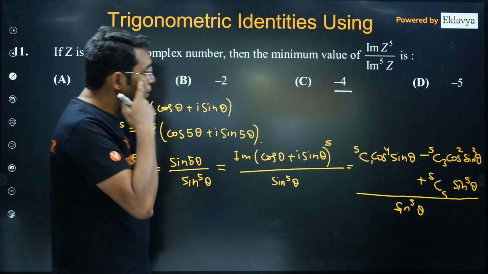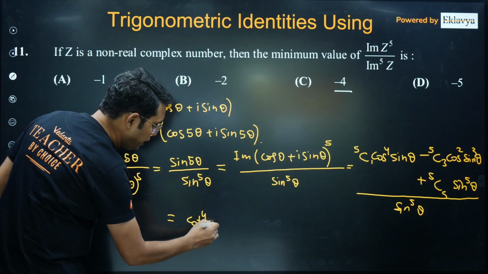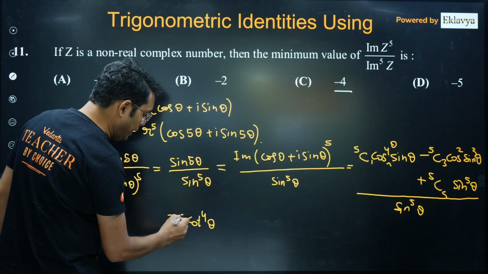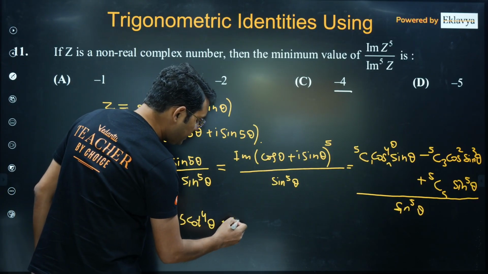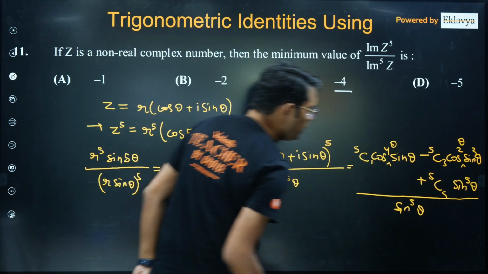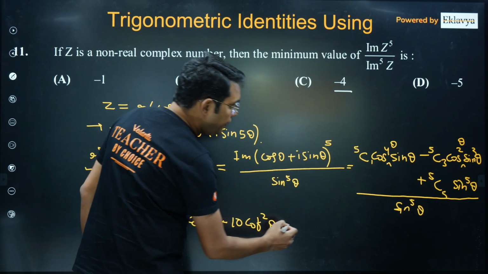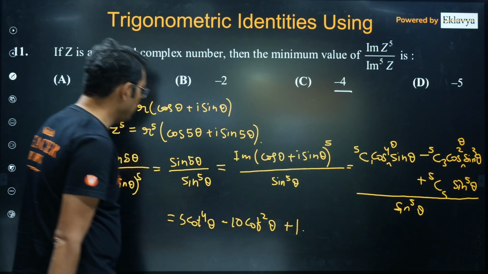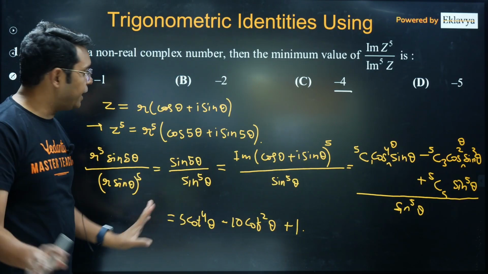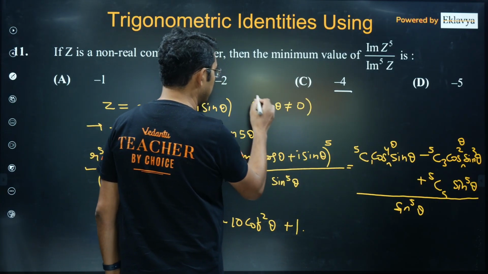Now if you divide them, you will be getting cot raised to the power 4 theta, that will be multiplied with 5, minus 5c3 is 10, so that will be minus 10 cot square theta, and then plus 1. That's it. They have said non-real complex number, that means sine theta cannot be 0. If it is non-real, so sine theta cannot be equal to 0. That is what they are saying.